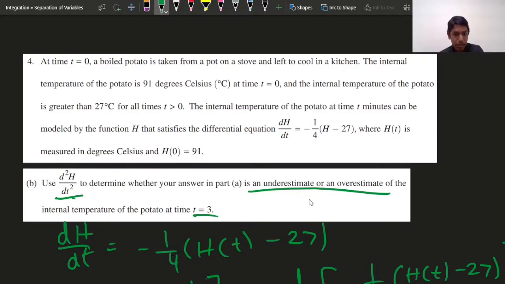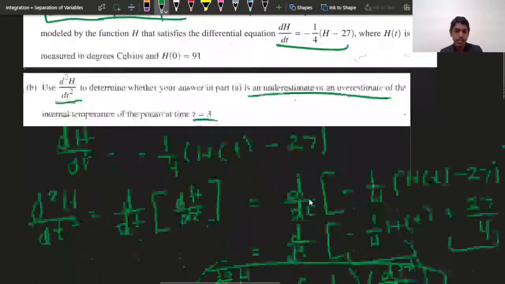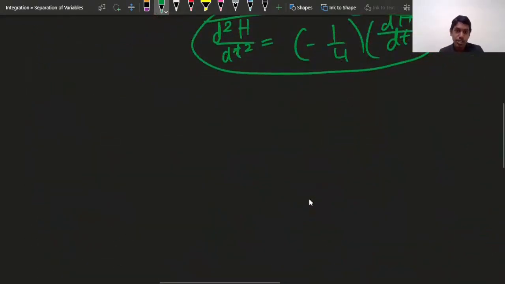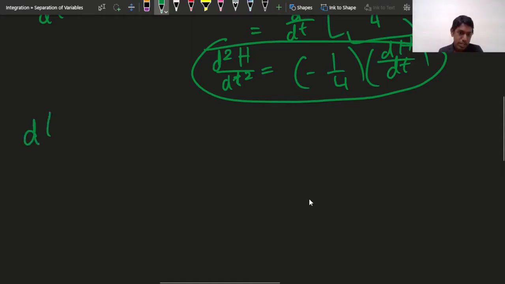So how do we go about that? Well, what is the one piece of information we haven't used yet? Well, we haven't used this initial condition, but that won't be useful for now. Okay, this is something to look at. It's greater than 27 degrees for all times t greater than 0. What does that mean for the sign of dh/dt? And the sign of dh/dt matters for the sign of this second derivative, right? So we know that dh/dt is minus 1/4 times h of t minus 27.